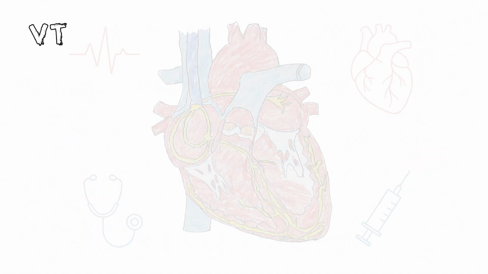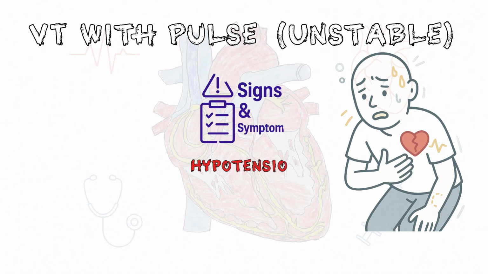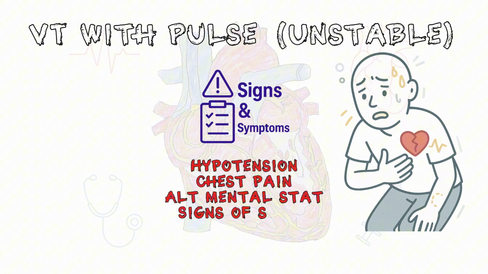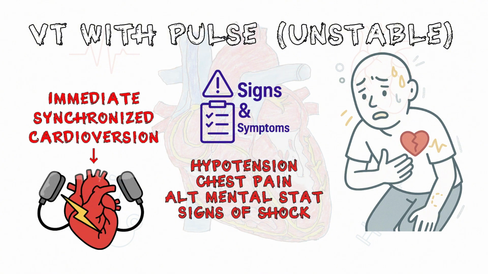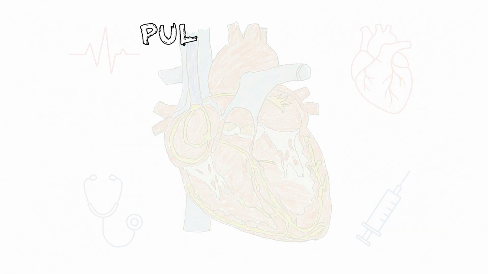The next is V-Tach with pulse but unstable. Signs include hypotension, chest pain, altered mental status, signs of shock. In this case, management is immediate synchronized cardioversion. This is time sensitive. And the third group is Pulseless V-Tach.